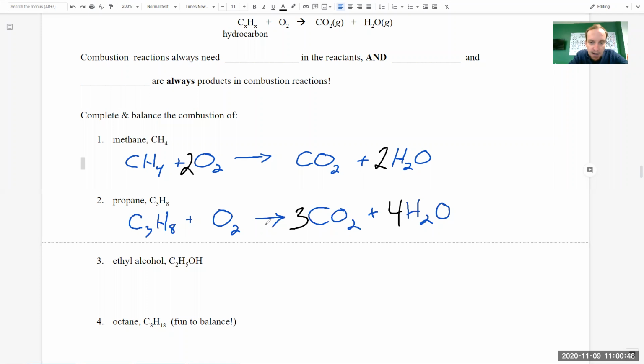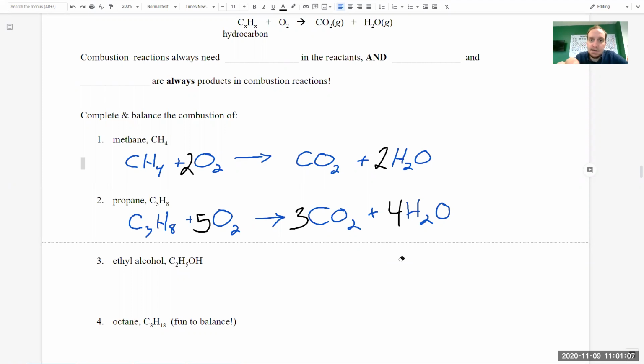The last thing I'm going to do is my oxygens. Here I have 4 oxygens. Here I have 6 oxygens because 3 times 2 gives me 6. So 6 plus 4 gives me 10. So I would need 10 there because 5 times 2 is 10. There again is a balanced chemical combustion of propane.